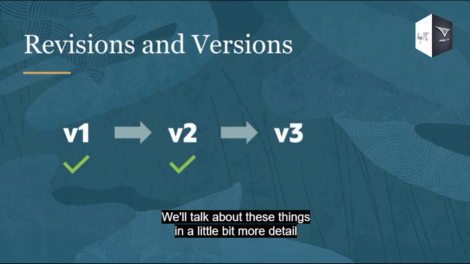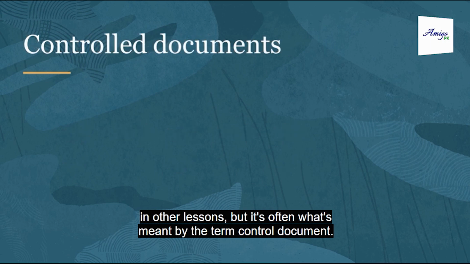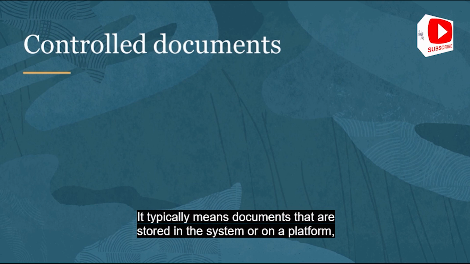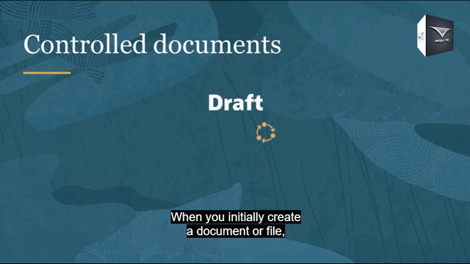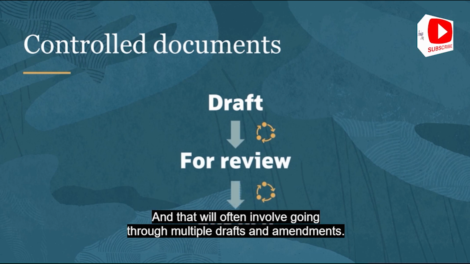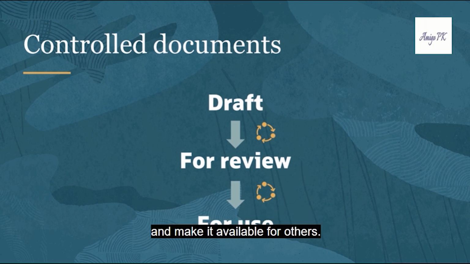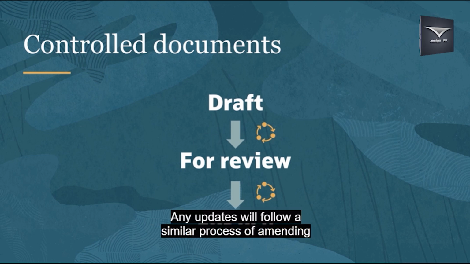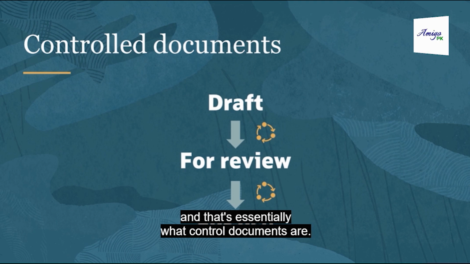We'll talk about these things in a little bit more detail in other lessons. But it's often what's meant by the term controlled document. It typically means documents that are stored in a system or on a platform like Aconex and that are used by others. When you initially create a document or file, you'll need to get it to a certain state before others can use it. And that will often involve going through multiple drafts and amendments. When it's ready for use, you add it to the system or platform and make it available for others. Any updates will follow a similar process of amending and review before reissuing a new version. And that's essentially what controlled documents are.